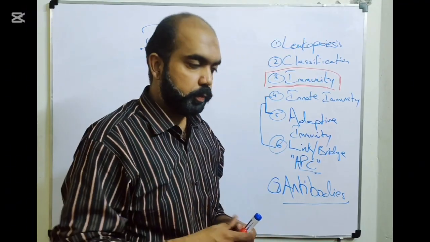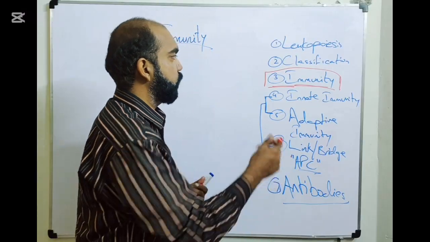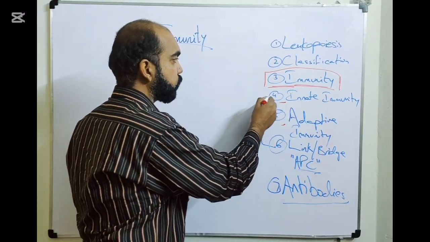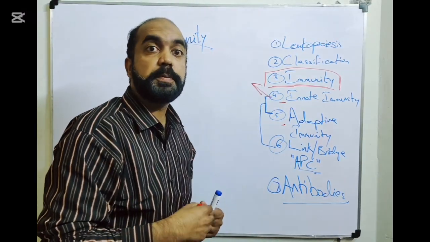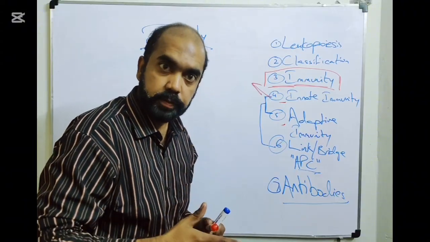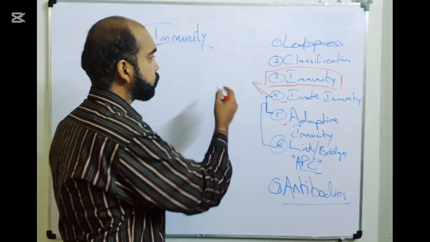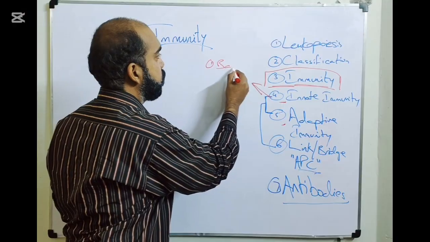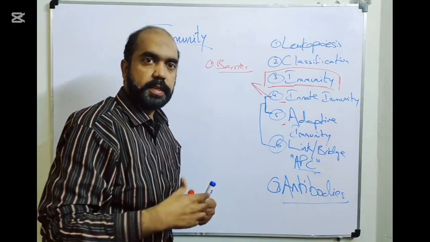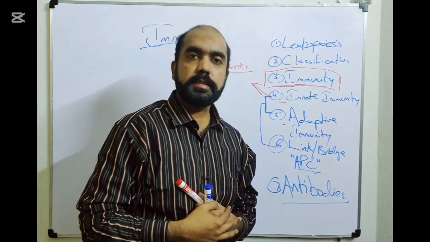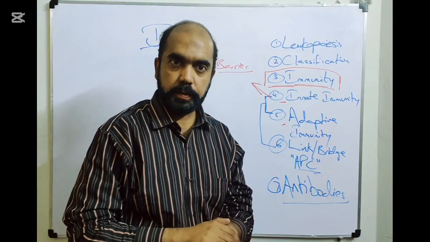There are two basic types of immunity: innate immunity and adaptive immunity. Innate immunity is the immunity which is present at birth, and there are three main components. The first component is barriers. We have barriers, such as the skin. The skin protects us, it acts as a barrier.